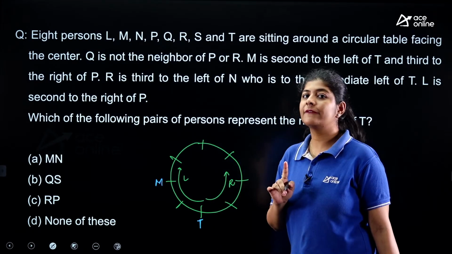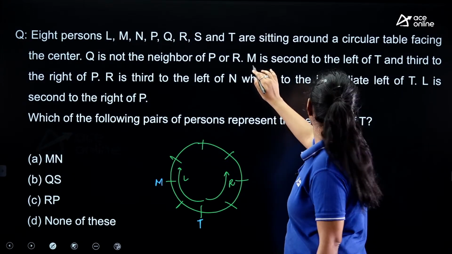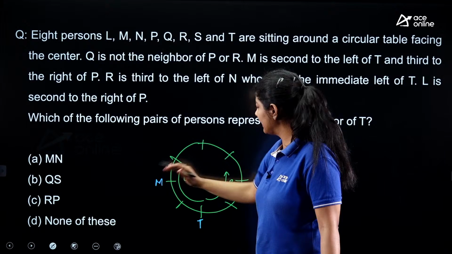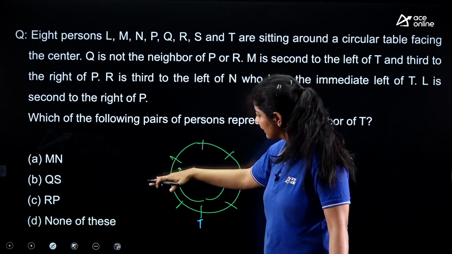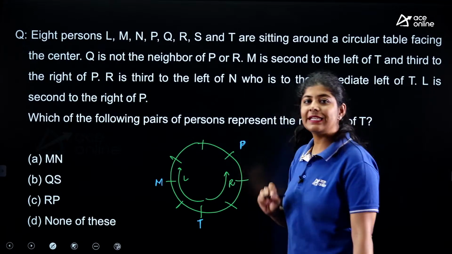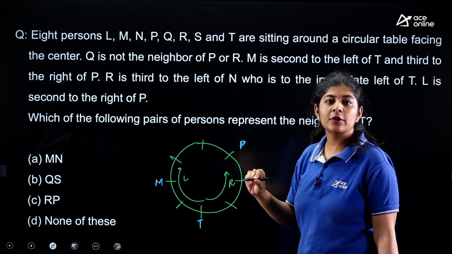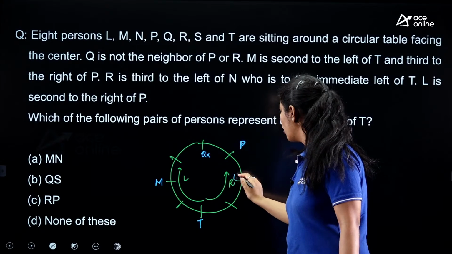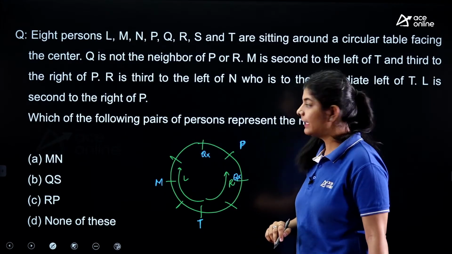But there's one more reference for M, that M is third to the right of P. If this is the third right and we need to move in this direction, then second right, first right. Here we have P. And it is clearly given that Q is not the neighbor of P or R. That means we are not going to put Q over here or Q over here, right?